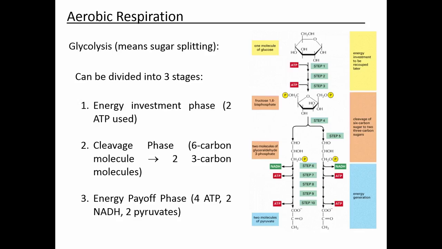And then the energy payoff phase is the phase where you produce the ATP that you make in this pathway, and you also produce 2 NADHs. So the payoff is the ATP and the NADH that you produce during that phase. That's the energy payoff. This detail you don't need to know, but the energy investment phase consists of 3 reactions, the cleavage phase consists of 2 reactions, and the energy payoff phase consists of the remaining steps out of 10.